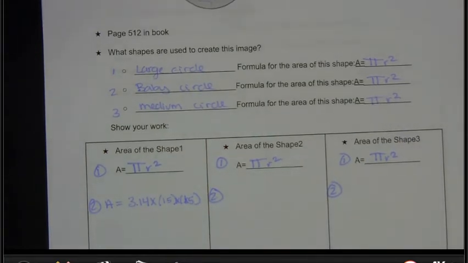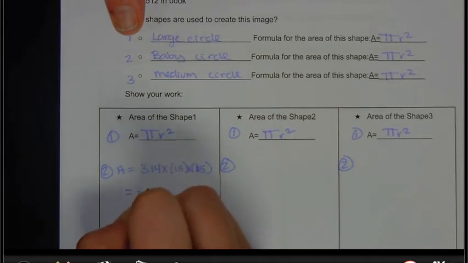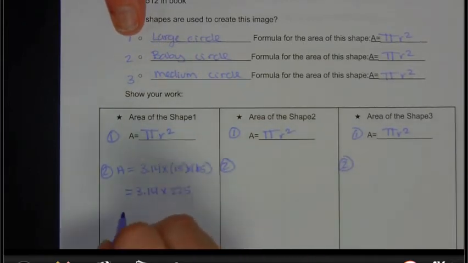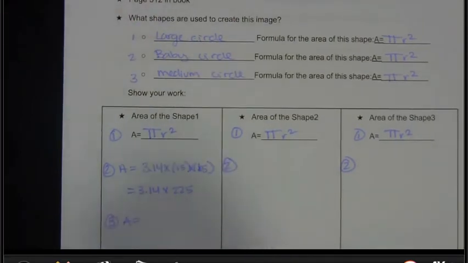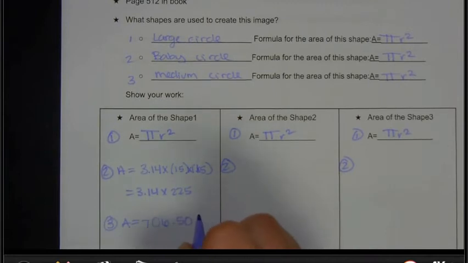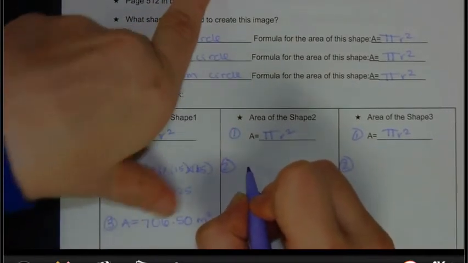Yep, they made a mistake. Okay, so 15 times 15. What did you guys get? You should have received 3.14 times 225. And then the third step is to solve. So area should equal 706.50 meters squared.